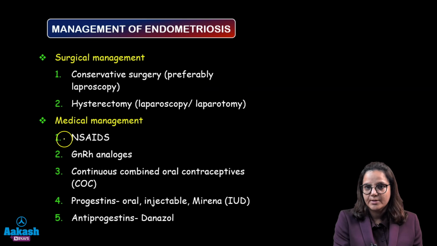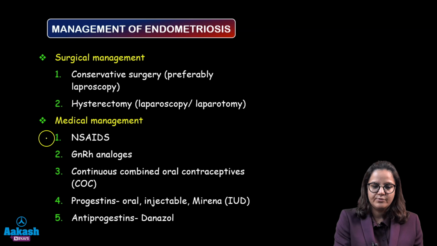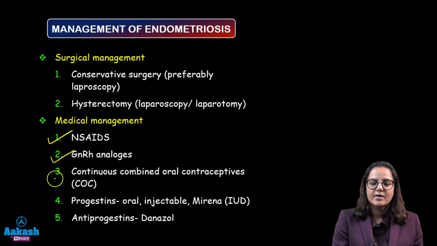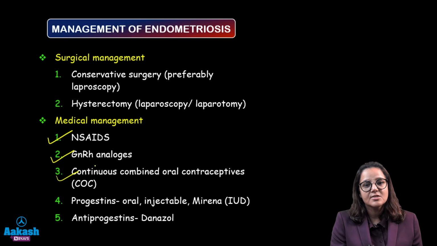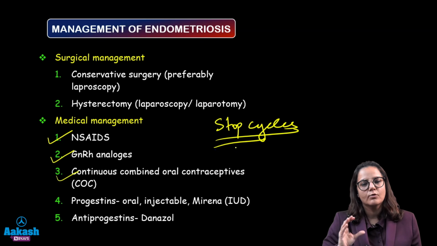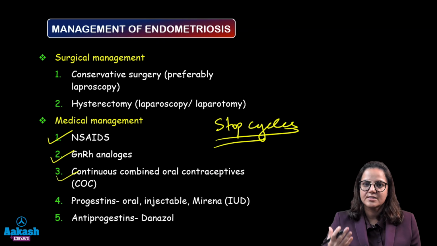The management of endometriosis, there is medical management and surgical management. Going with the medical management first, so we give NSAIDs, we give GnRH analogs, we give continuous combined oral contraceptive pills. What is the basis of this medical management? That we have to stop her cycles. Yes, we have to stop her periods so that whatever endometriotic tissue is being shed and getting deposited outside of the uterus stops happening.